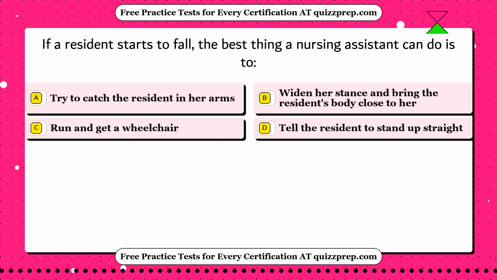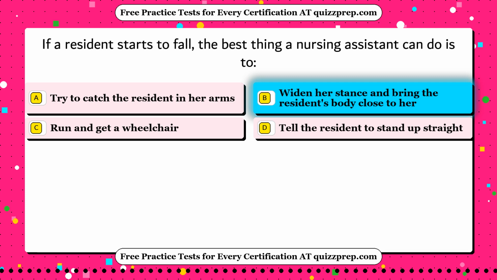Question 37. If a resident starts to fall, the best thing a nursing assistant can do is to: Option A, try to catch the resident in her arms. Option B, widen her stance and bring the resident's body close to her. Option C, run and get a wheelchair. Option D, tell the resident to stand up straight.